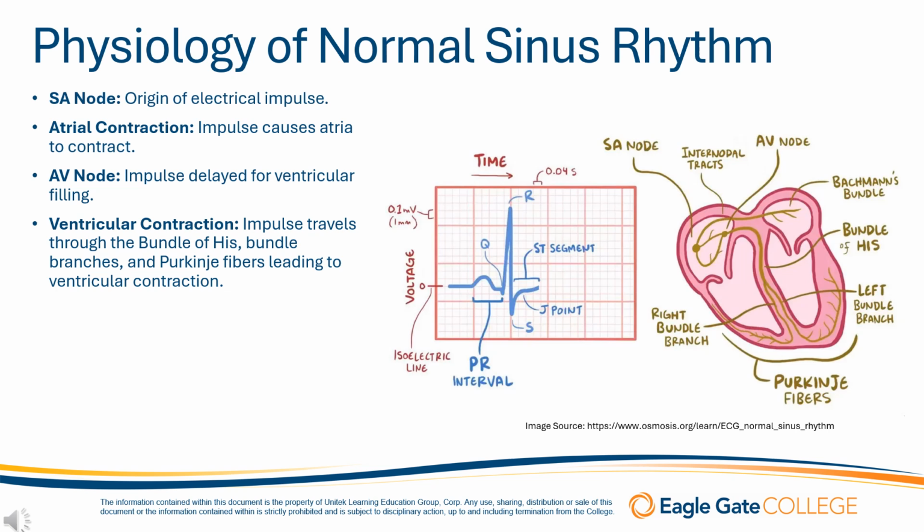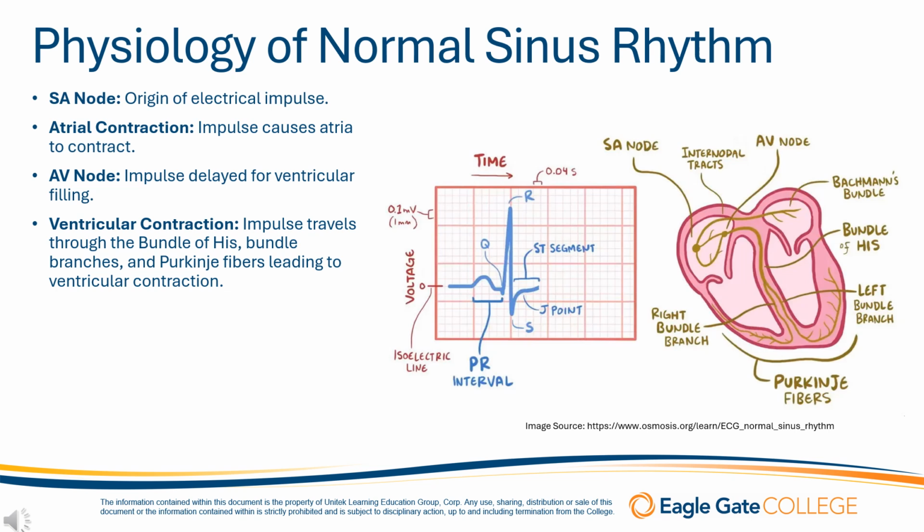The atrioventricular or AV node, located at the junction of the atria and ventricles, receives the electrical impulse from the atria. The AV node serves a crucial function by delaying the impulse slightly before it passes into the ventricles. This delay, represented by the PR interval on the ECG, ensures that the atria have enough time to contract fully and empty their blood into the ventricles. By providing this necessary pause, the AV node allows for optimal ventricular filling, which is vital for maintaining adequate cardiac output and effective circulation.